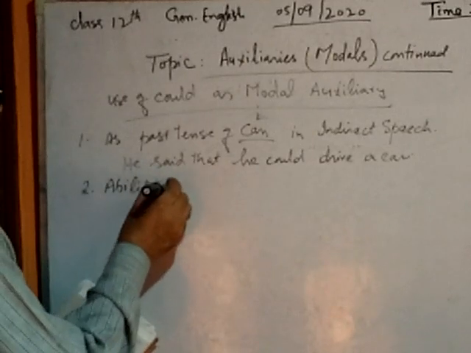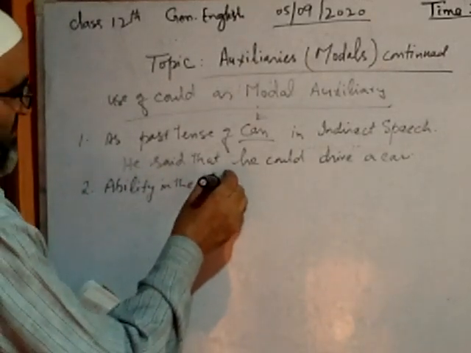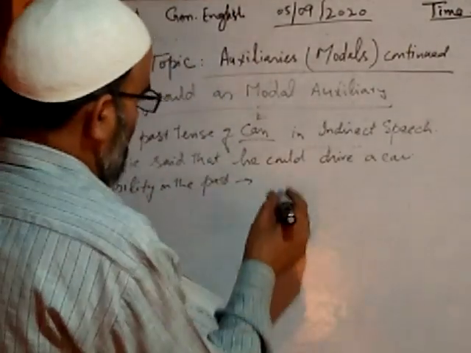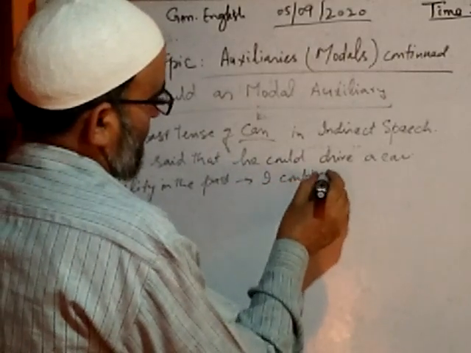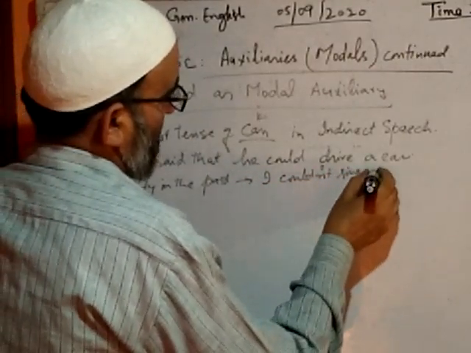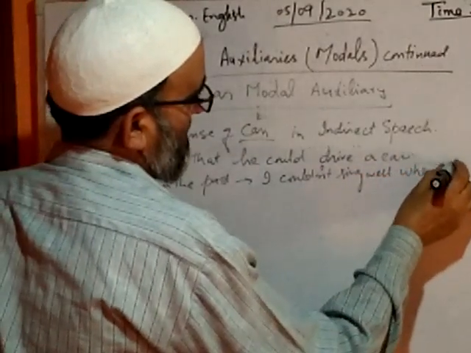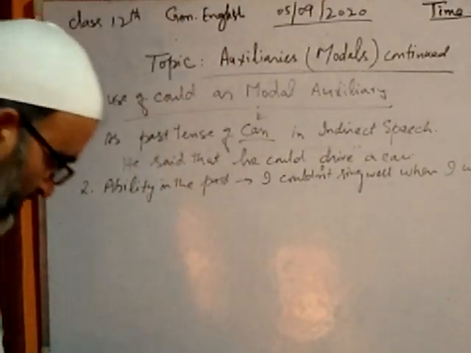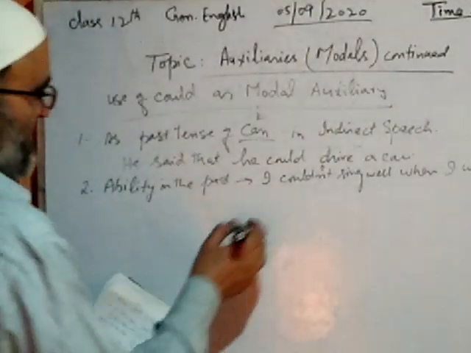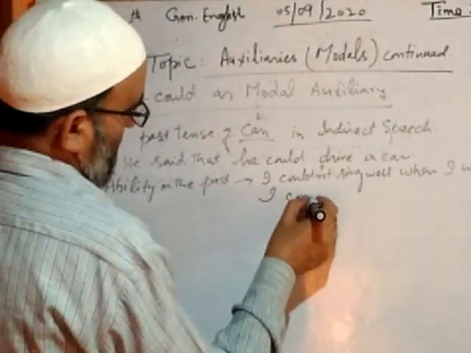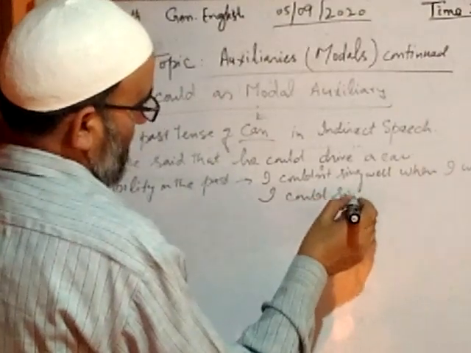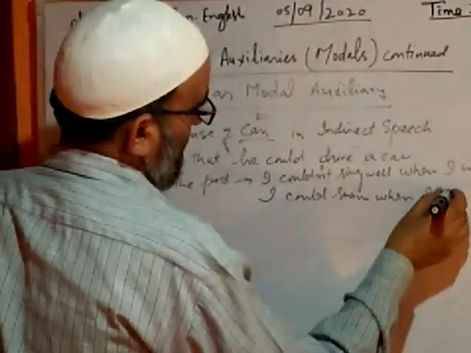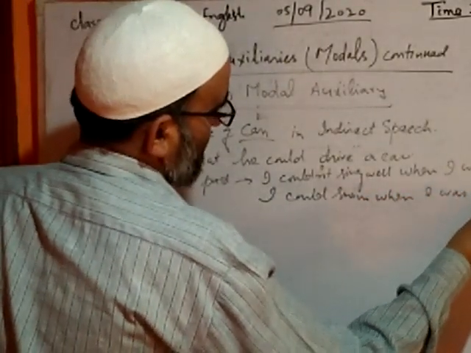Ability in the past. Yes, dear students. For example, I couldn't see well when I was a child. Yes, I could see him when I was young.